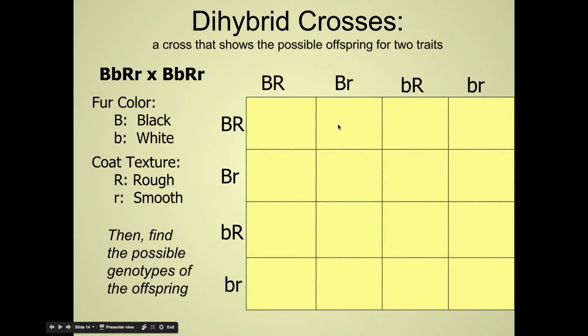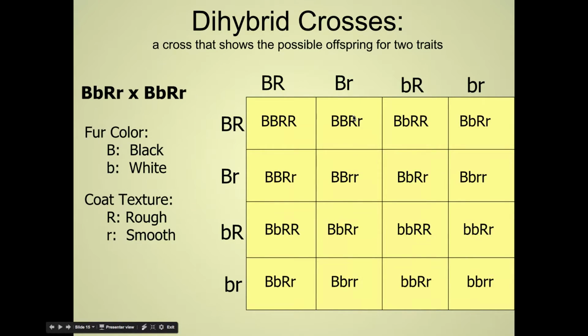How about this box? Big B, big R, little r. So I'm going to go ahead and quickly fill out this whole box, and you can kind of see how the combinations work. Big B, big R, little r. You're just matching up and down.